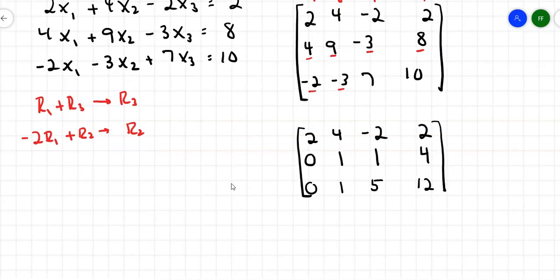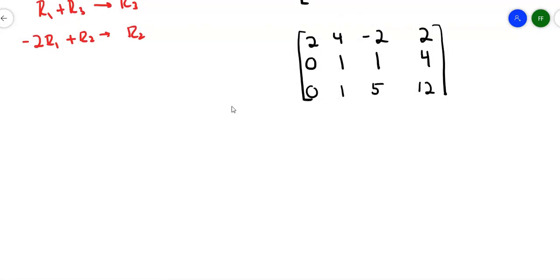Let's work in the other direction. So now let's work to get rid of that 1 that's in row 3. Well, that one's actually pretty easy, because if I take row 2 minus row 3, answer goes in row 3, I think that'll take care of it.